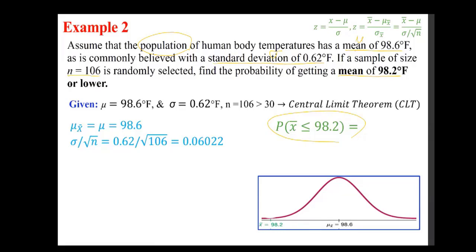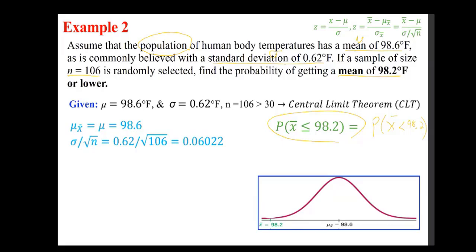By the way, this is a continuous random variable, which means probability of x bar less than or equal to 98.2, or probability of x bar less than 98.2, makes no difference. Why is that? Because it's a continuous random variable. For a continuous random variable, probability of a single value is 0, which is not the case for a discrete one. So it really makes no difference in any event.